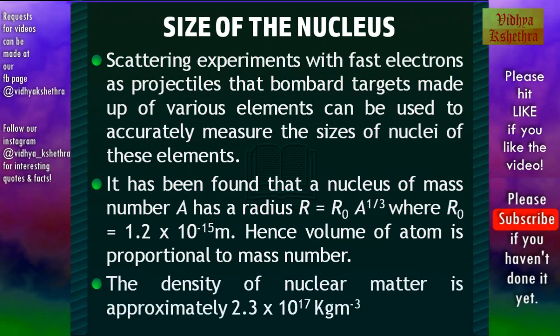The density of nuclear matter is a very large number, and it is approximately equal to 2.3 × 10^17 kilogram per meter cube.